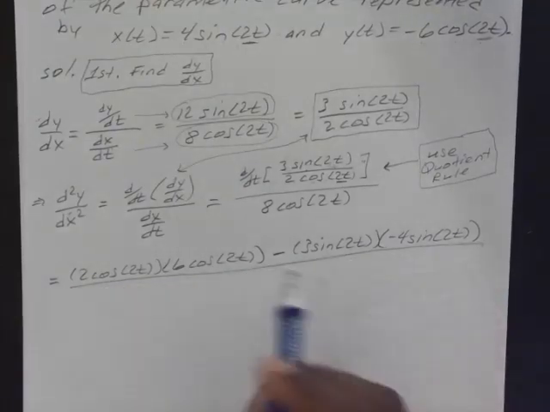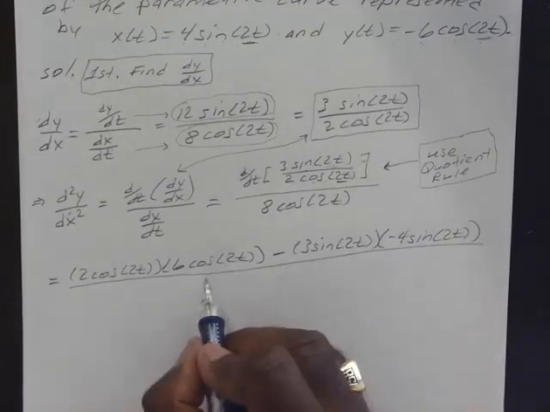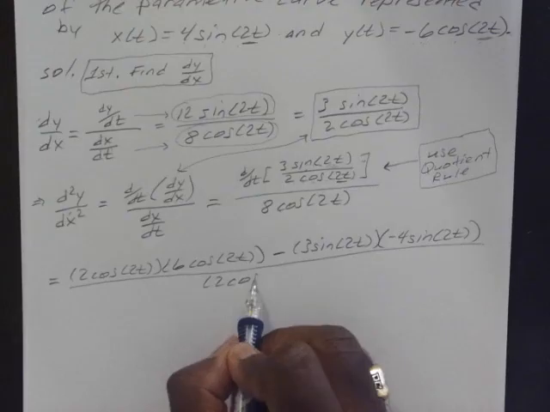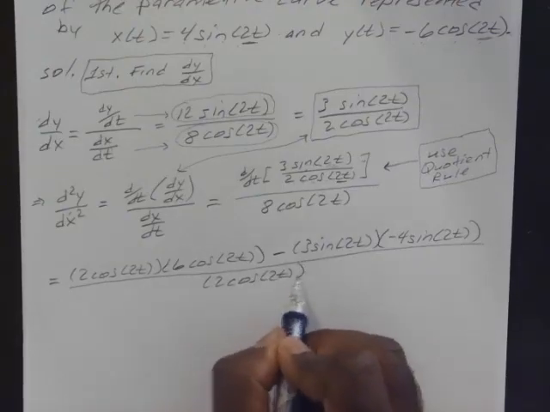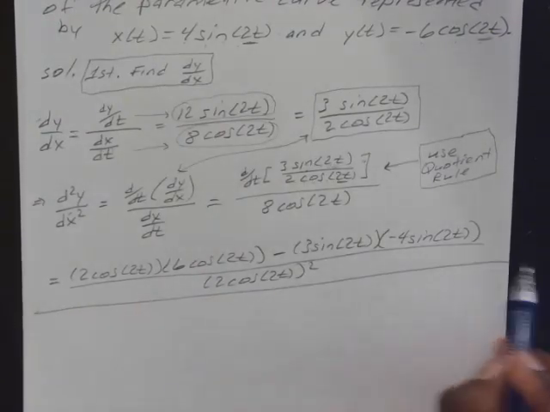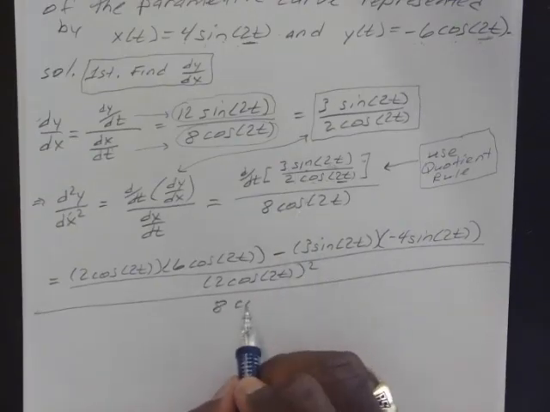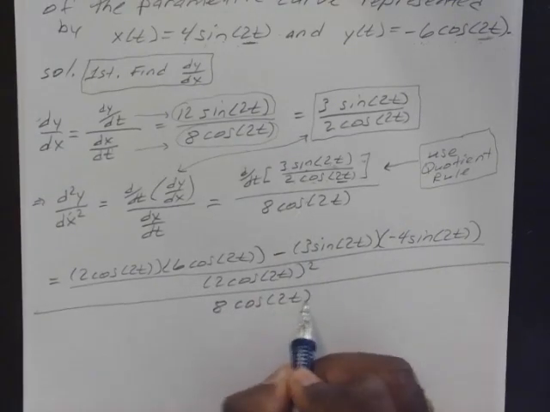All divided by your denominator squared, which is 2 times cosine of 2t squared. And all of that is divided by 8 times cosine of 2t.